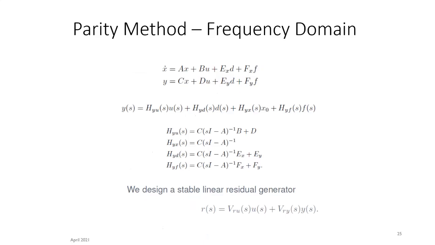Imagine we have the same system, the state equation and the output equation and the same matrices that we had. You know that using the superposition law, you can calculate the output in the Laplace domain as a function of u, d, x0, and f. How to do that? You just need to take the Laplace transform of the 2 equations you have.